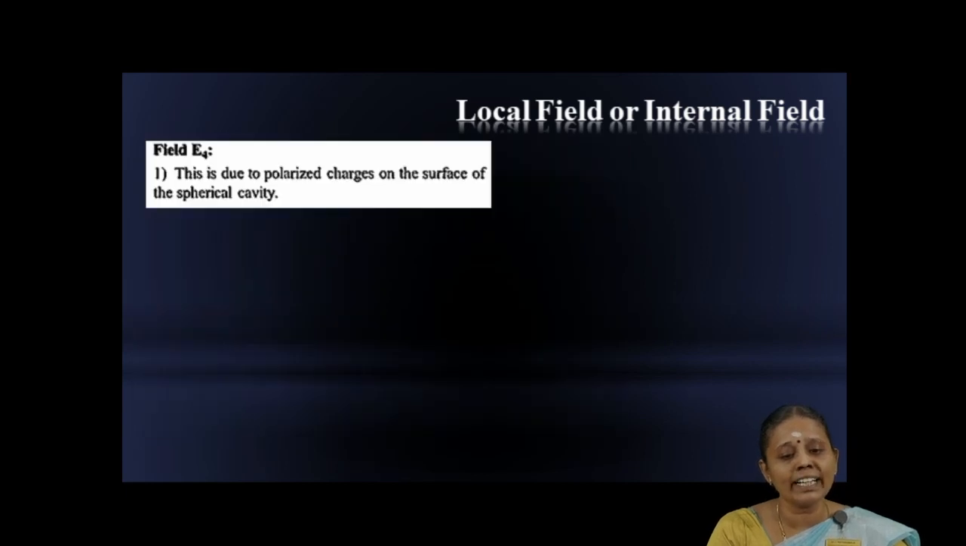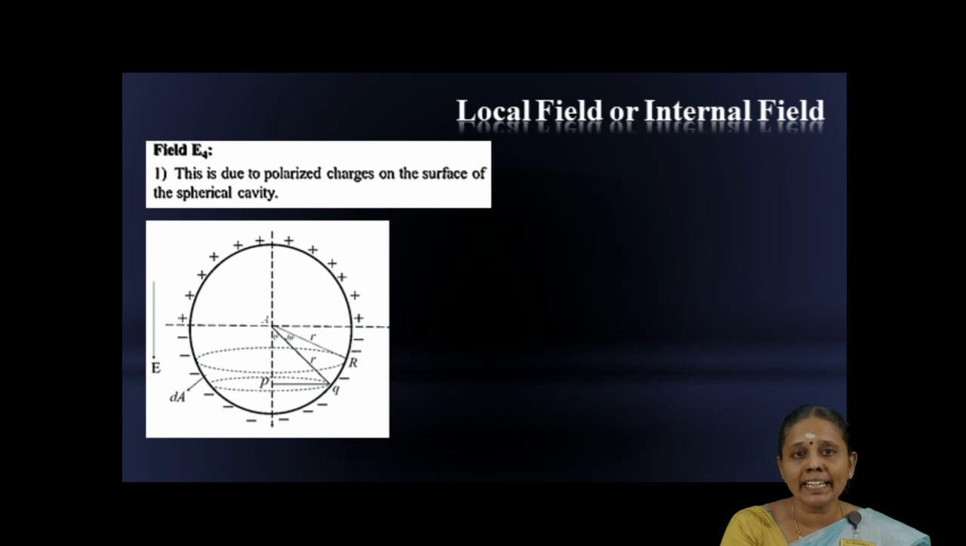Next, let us find the field E4. This is nothing but the electric field intensity due to the polarized charges on the spherical cavity. Here it has four parts. The first one is that, let us consider the spherical cavity. Within the spherical cavity, let us assume an elementary circular ring having area dA, and the area is subtended between the angles theta and theta plus d theta. Here theta represents the direction of the applied field.